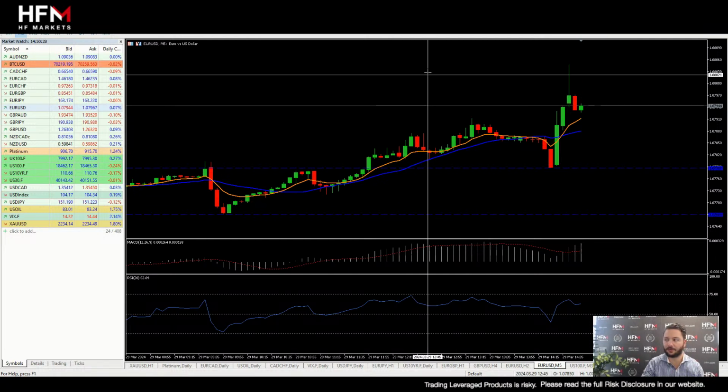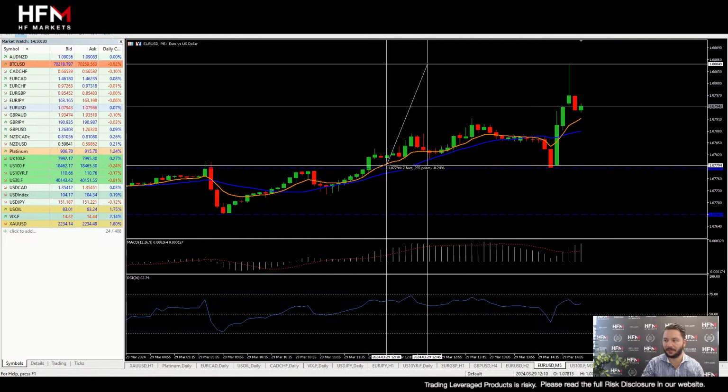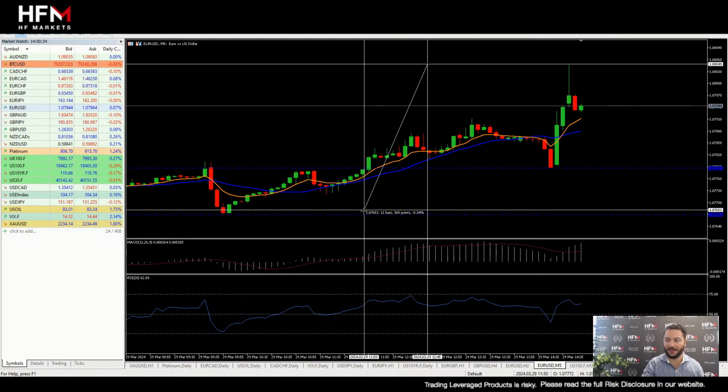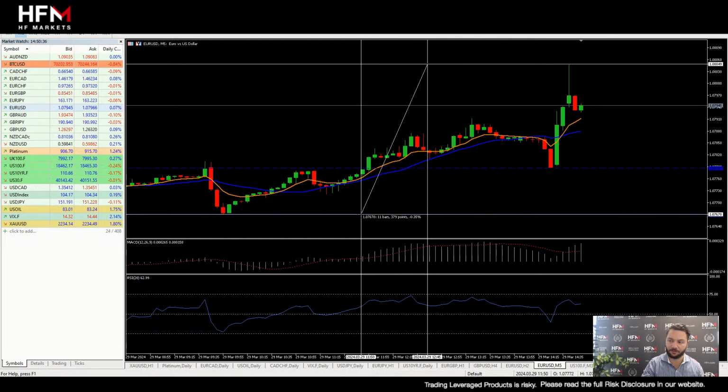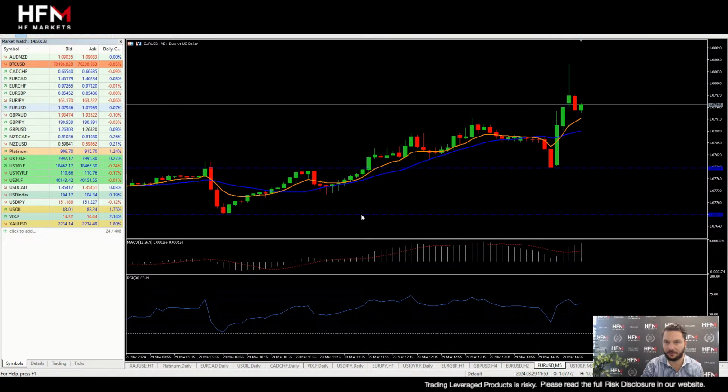So if you wait, for example, for that retracement here, this breakout here, you've missed 0.24. If you wait even longer to the more significant breakout, you've missed 0.35%. So it's too much.